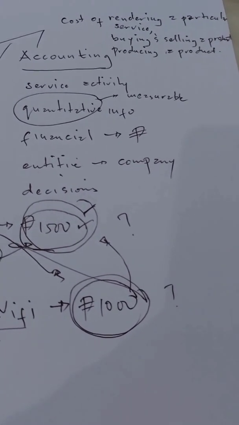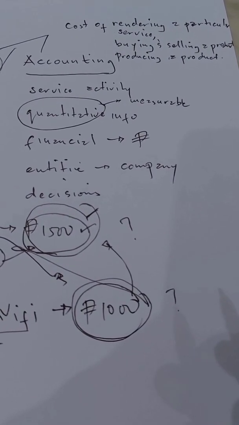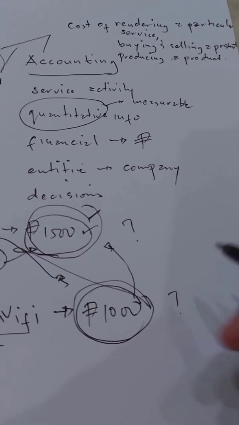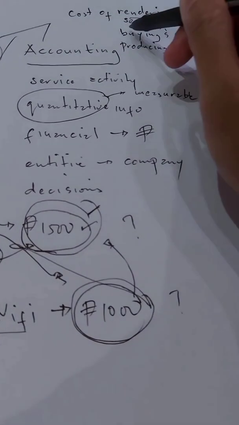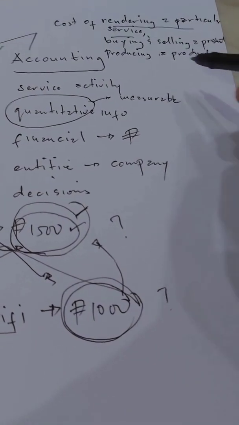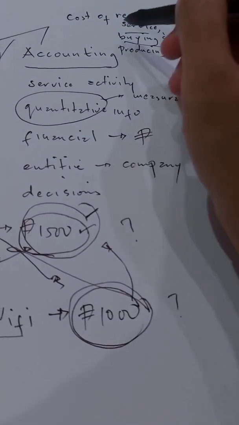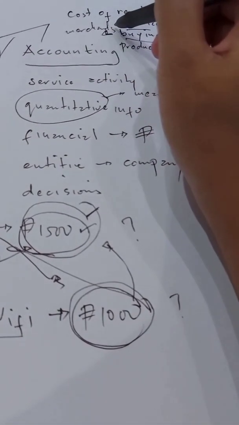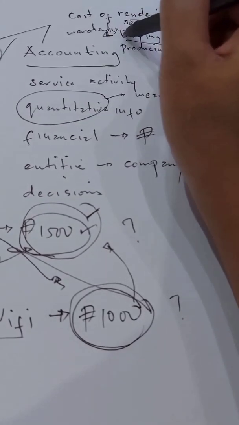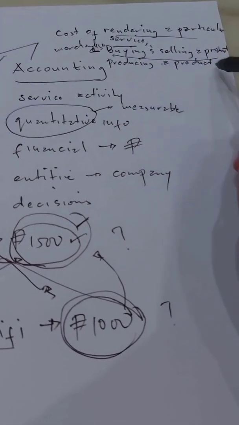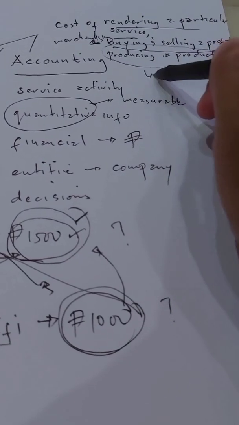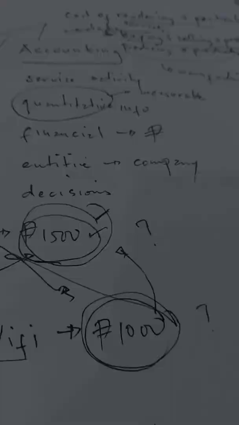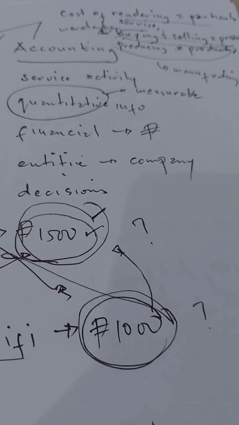So, pag tinignan natin yung definition ng cost accounting, sabi niya dyan, which informs management promptly with the cost of rendering a particular service. So, service. Buying and selling a product. Buying and selling a product, ano to? Merchandising. Okay? Merchandising. And producing a product. Pag sinabi natin producing a product, ano naman to? Manufacturing. Okay. So, yun yung definition ng cost accounting.